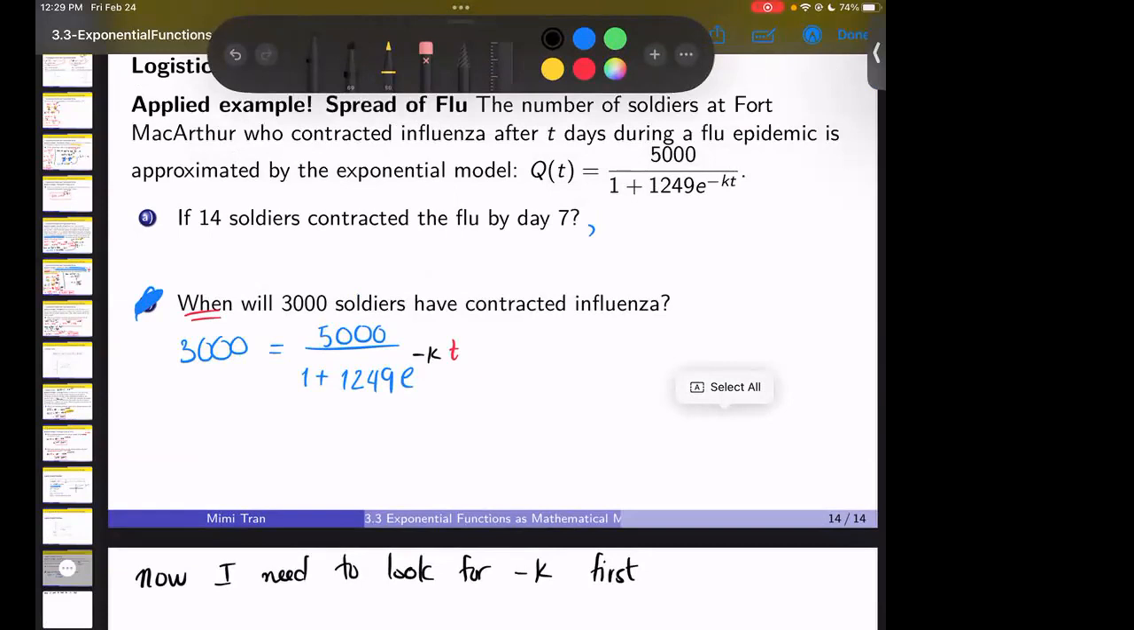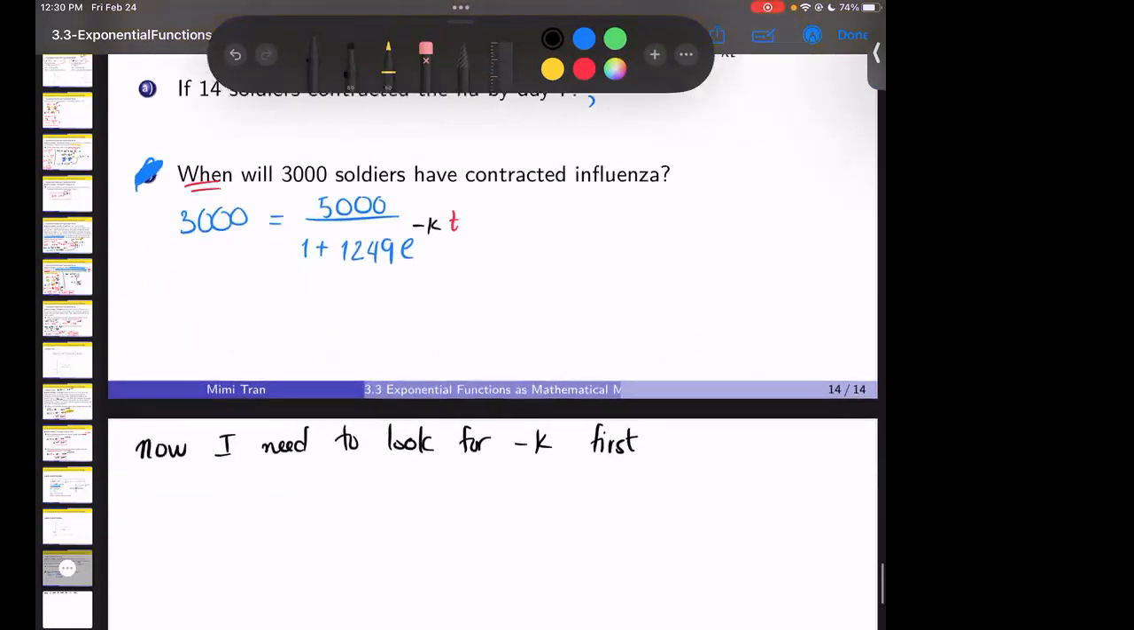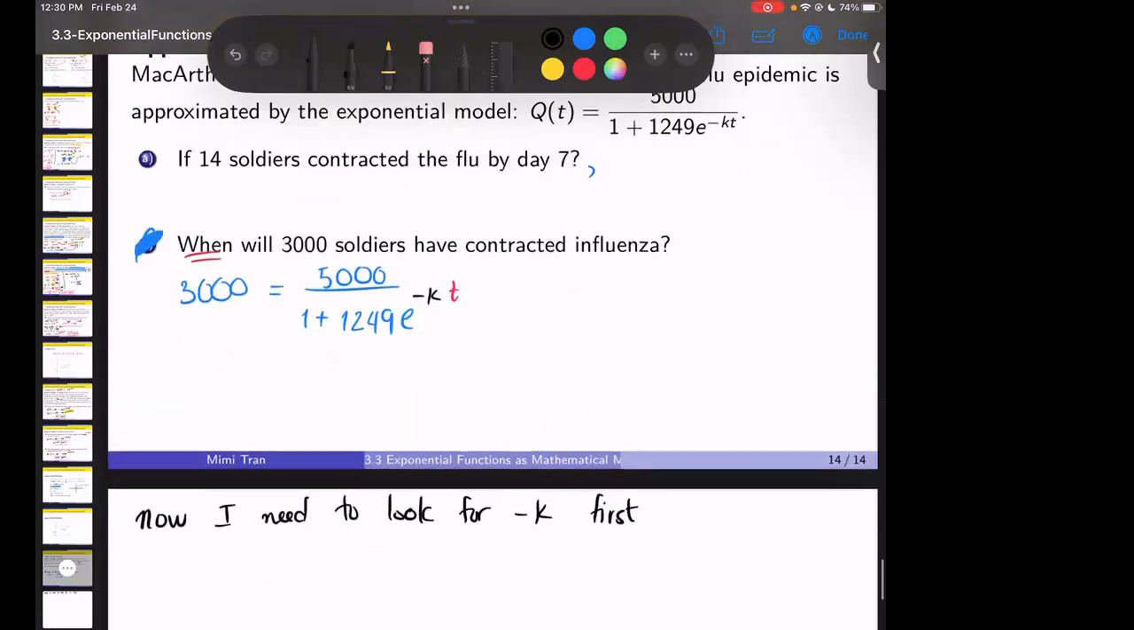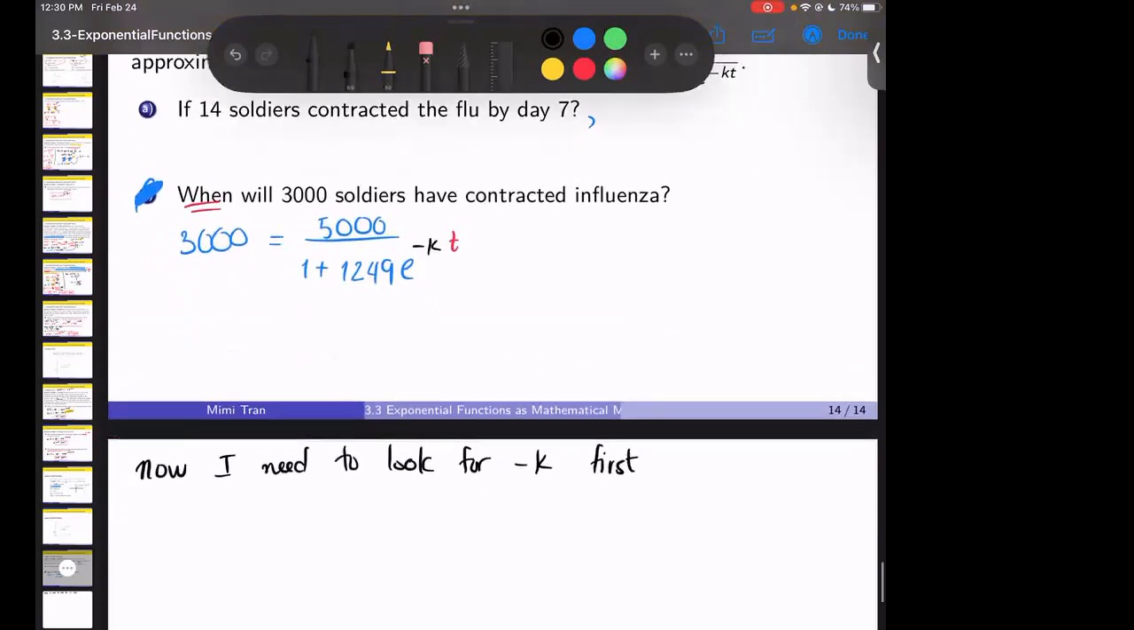What information haven't I used? They give us a piece that I haven't used yet. And then 7 days, right? I haven't used the 14 and the 7. So I have to use it somehow. That's the piece that we're going to use to solve for negative K. So 14 soldiers, that's my Q of T.